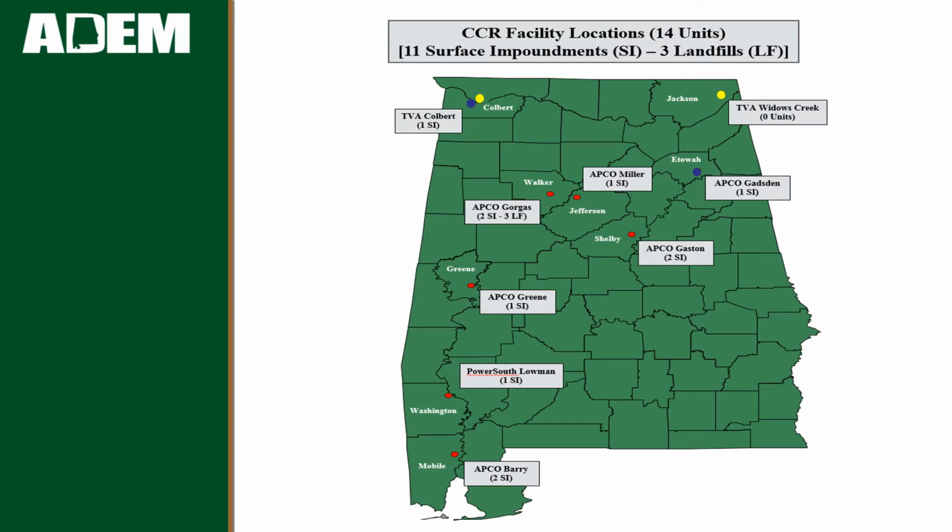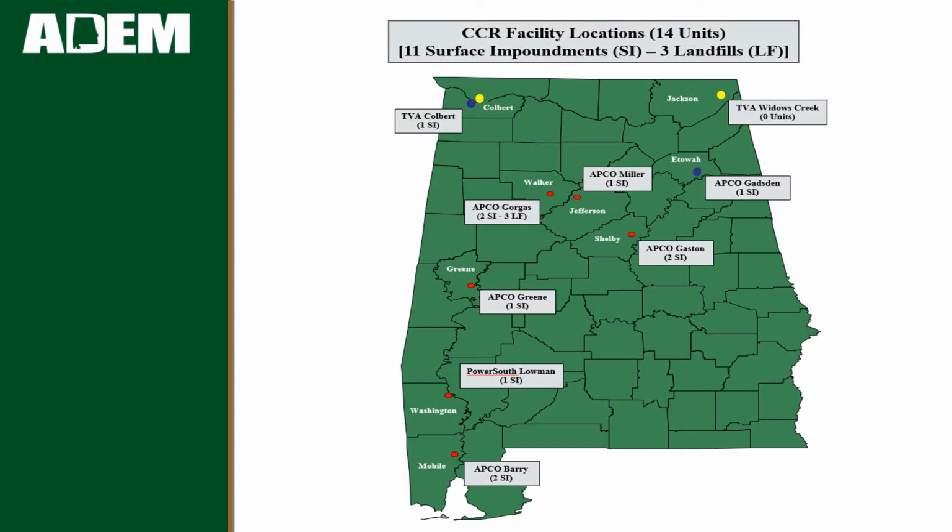This map shows the CCR universe in the state. Alabama has 14 CCR units, 11 of which are surface impoundments, and then there are 3 landfills at 8 sites that are currently regulated by the state and federal CCR regulations. These are indicated by red and blue dots. The blue dots indicate the CCR units that have been capped.